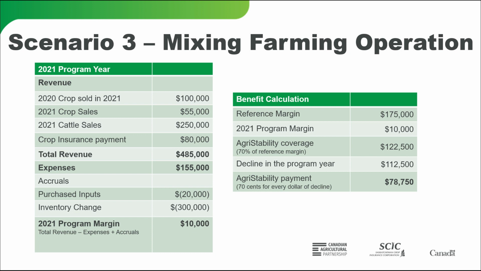$485,000. His expenses, $155,000. And there's a couple accrual adjustments. The purchased inputs decreased by $20,000. And the inventory valuation changed, a decrease of $300,000. His 2021 program margin comes in at $10,000.